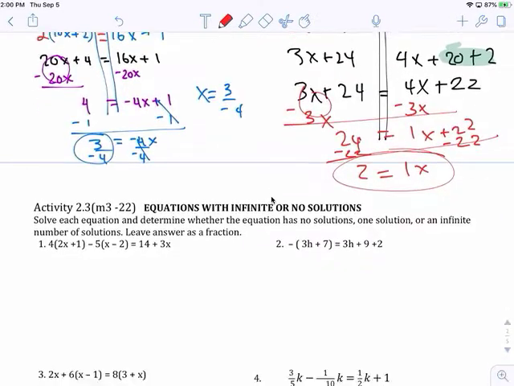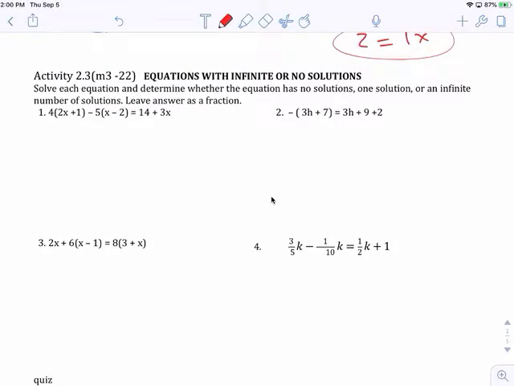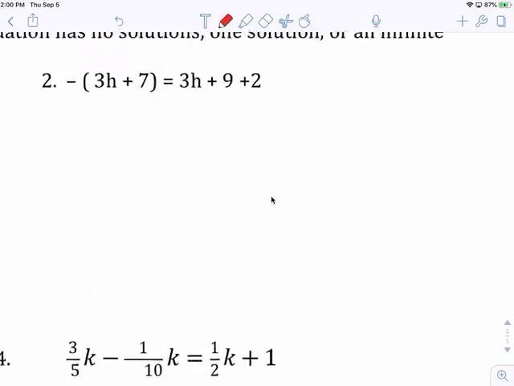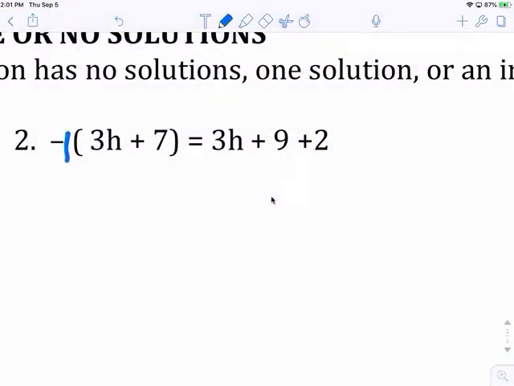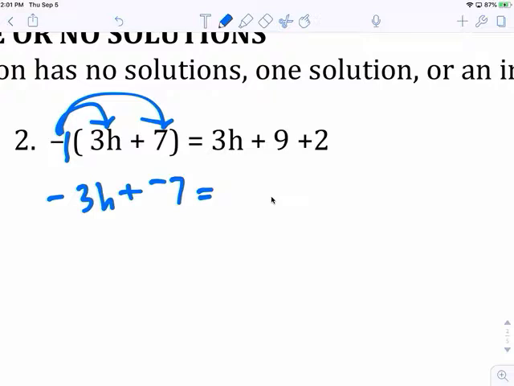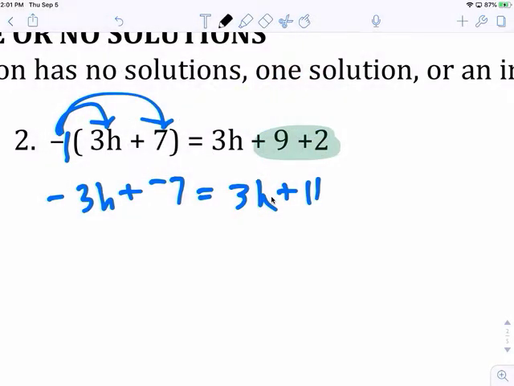All right. Most classes I did 1 and 3. I don't think I did 2 in any of the classes. So let's multiply negative 1 times 3h, you get negative 3h. Negative 1 times 7, you get a negative 7. Equals, these two are alike, that's 11, and that's 3h. Okay, that's like your other problem on the other side.